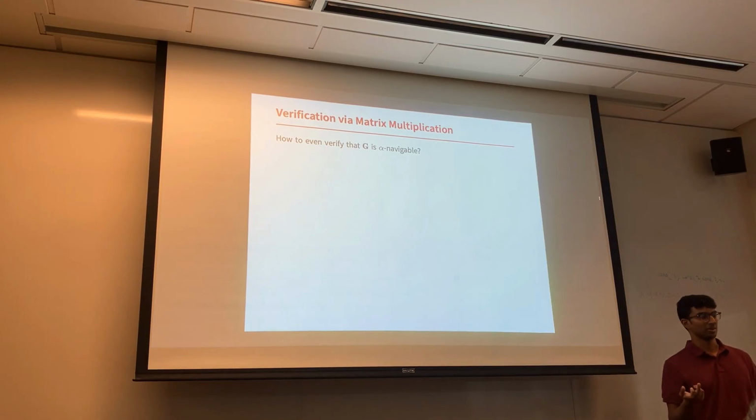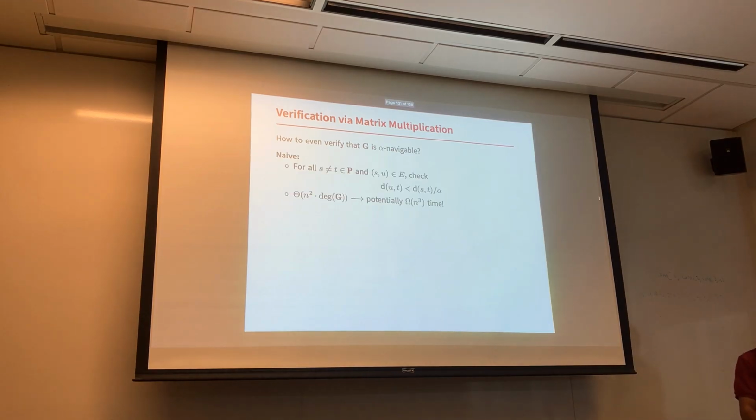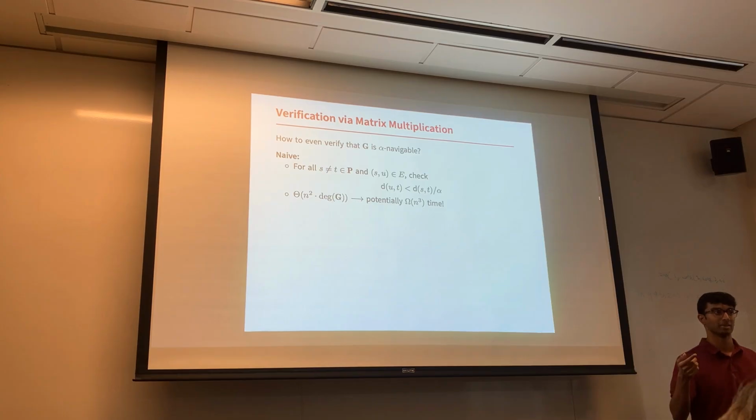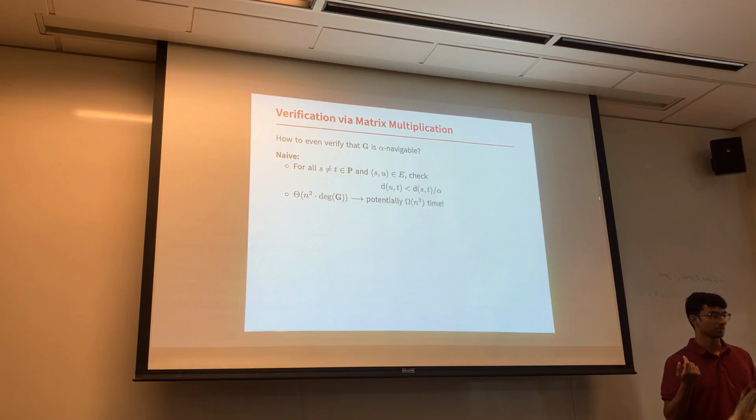Let's say you gave me a graph and you claim that it's alpha navigable. Is there a way for me to actually verify that it's alpha navigable efficiently? Because the naive thing I could do is look at your graph, look at all sources and all targets, and check through all the edges to see if that target was satisfied. The problem with this is the runtime grows with n squared times the degree of your graph. And so if you're dealing with a very dense graph, which is what we want in this regime, this could take up to n cubed time. So let's think a little bit about how to do this in a more clever way.